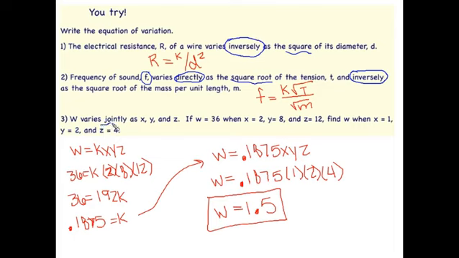W varies jointly, so we're going to be multiplying a lot of things here, specifically x, y, and z. So we have our jointly related equation, W equals our constant k times all of these multiple things that we're comparing. If W is 36, and X is 2, Y is 8, and Z is 12, we can figure out what our constant of variation is. We can get a k value of 0.1875. But if we know what k is, we can put it back into this general equation we had from the very beginning to get an equation to answer anything we could possibly want to know. So we want to figure out what W is when X is 1, Y is 2, and Z is 4. By simply plugging in those values, we get a W value of 1.5.